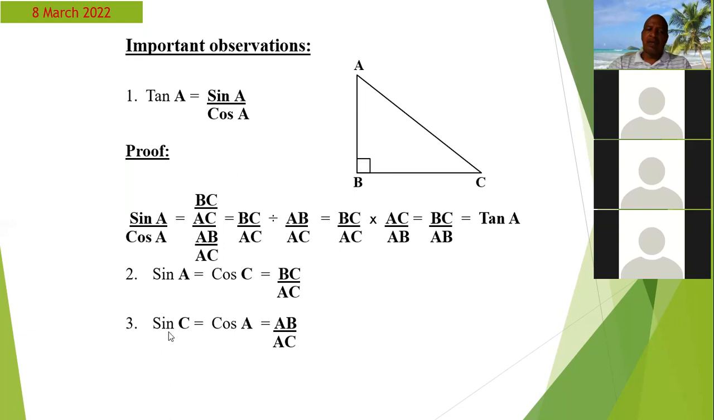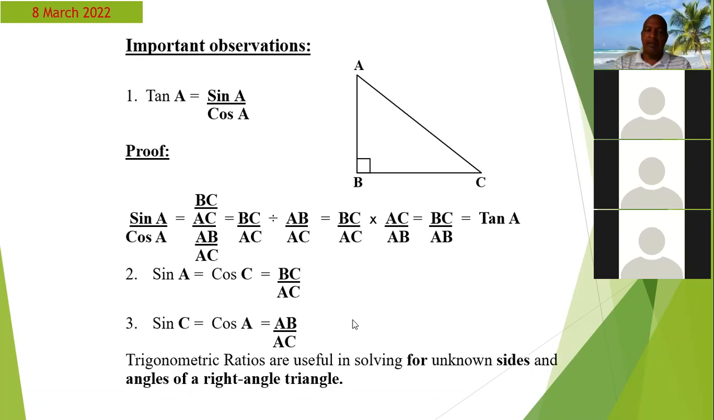So that's something to note. And we also know that the sine of the angle C is equal to the cos of the angle A. So these are important things to remember when you're working with the trigonometric ratios. All right. So trigonometric ratios are useful in solving for unknown sides and angles of a right angle triangle. And so that's how we're going to be applying the trigonometric ratios.